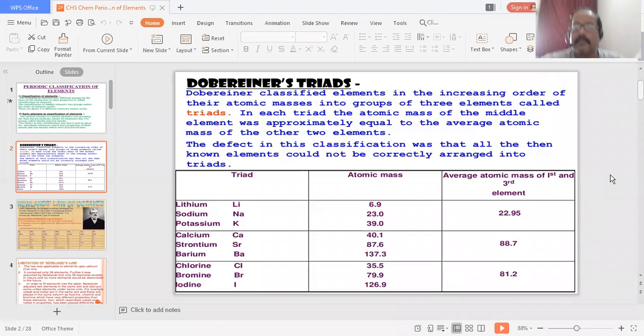Dear student, in the last video we started chapter 5, periodic classification of elements. In this chapter we study part wise, block wise, group wise, period wise, representative group, transitional, inner transitional, everything step by step.